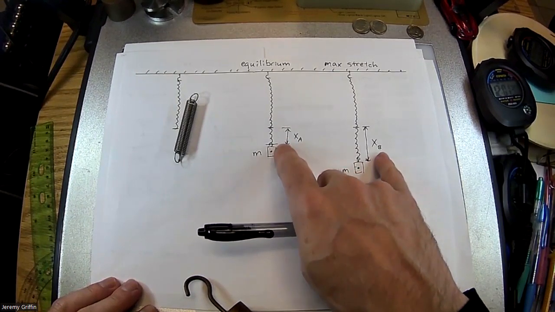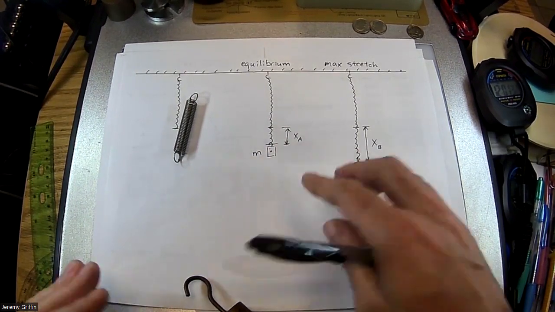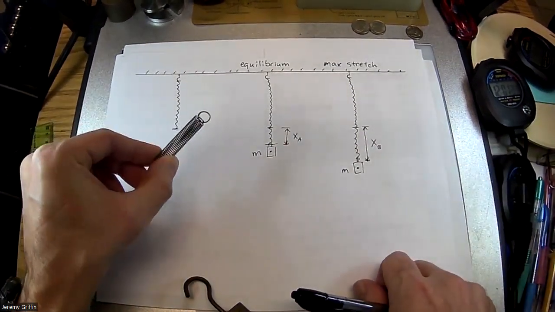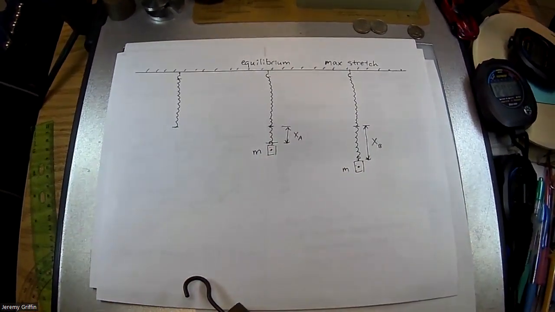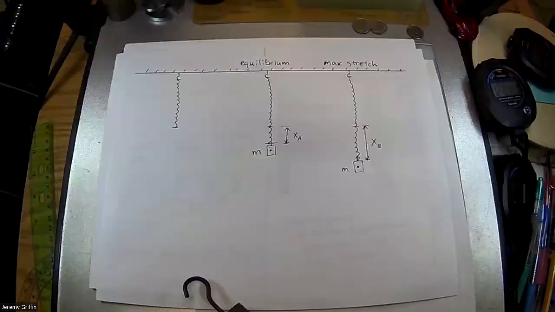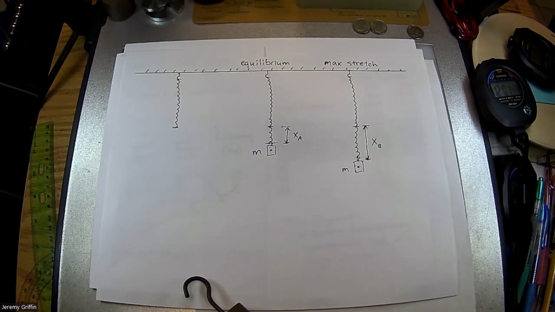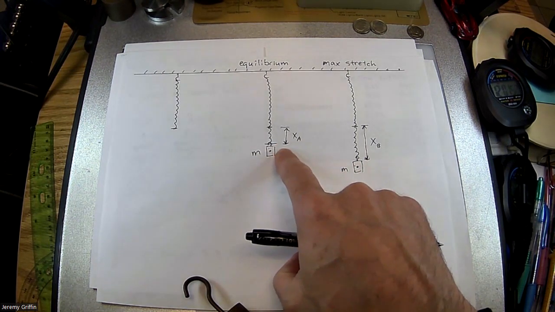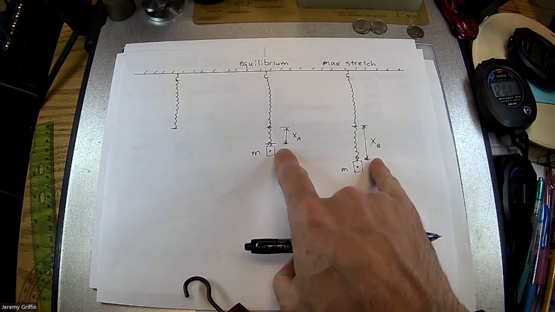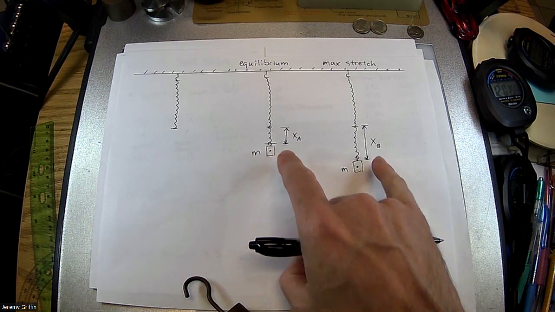There is a ratio that is pretty much a universal answer as long as you have an ideal spring and the same weight. Before I go deriving this, does anybody know what the answer to that question is? Somebody said it. Two to one ratio? So for example, if X sub A was 5 centimeters, X sub B would be 10 centimeters, because it'd be twice as much.